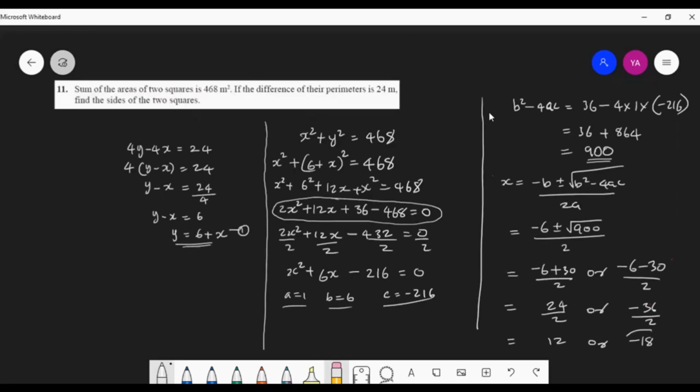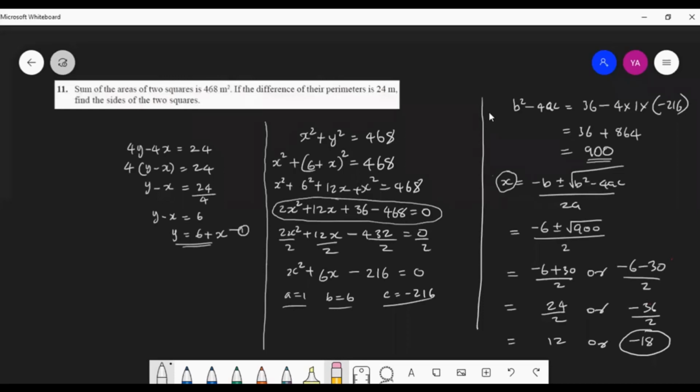Is minus 18 possible? No, because x is the side length of a square, so the length of a side can't be negative. So you want to write here, since length can't be negative, x is equal to 12. And that's the side length of the smaller square.